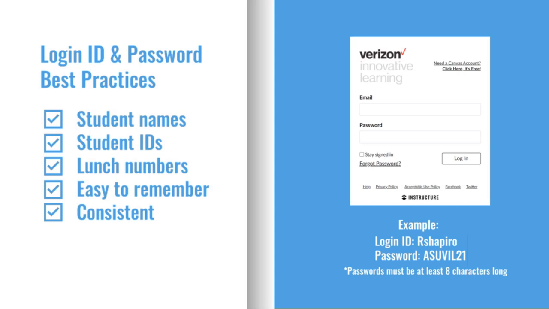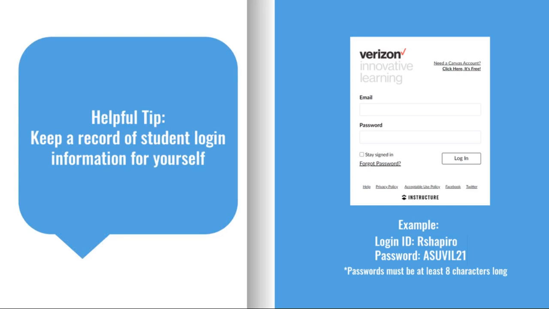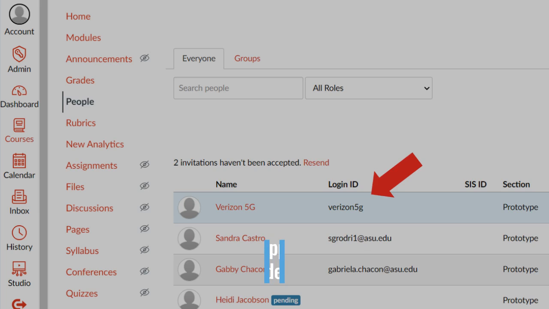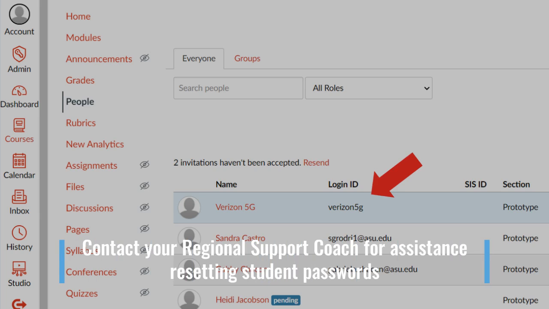It's also a good practice to keep a record of login information for yourself, as this will allow you to best support your students if they forget their login information in the future. While you do have the ability to view student login IDs in the People section of your course, unfortunately teachers do not have the ability to reset student passwords, and Canvas will not send any emails to students, including password reset emails. If you need a student password reset, reach out to your regional support coach and we will be glad to help.